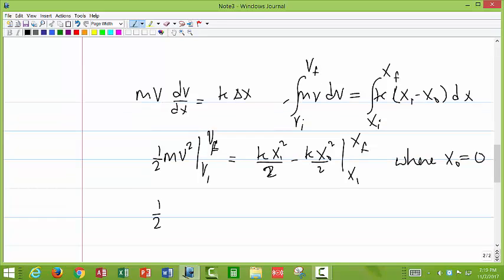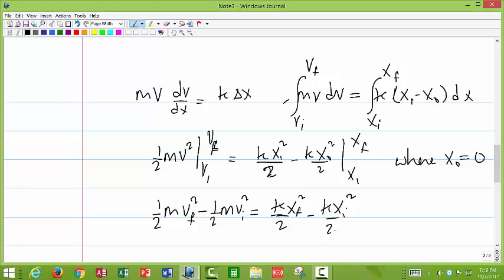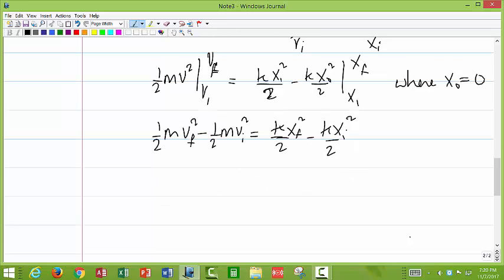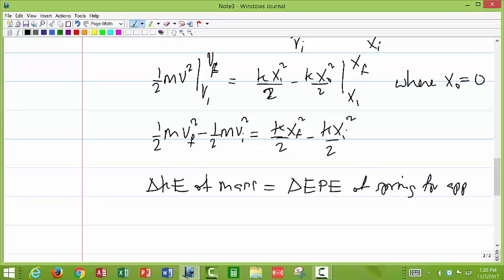And so we shall have half m v final squared minus half m v initial squared equals k x final squared over 2 minus k x initial squared over 2. So this is for the applied force. The change in kinetic energy of the mass is equal to the change in elastic potential energy of the spring for the applied force.